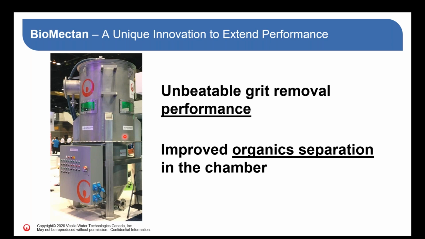The objectives for developing this new BioMectan product were partly around doing even better grit removal performance, even better than the Mectan V, especially when we look at the fine grit, but also to really focus on that organics issue that I talked about earlier. Separating organics from grit as a key design objective was really a part of what we were trying to do here with this new product, and doing that inside the chamber.